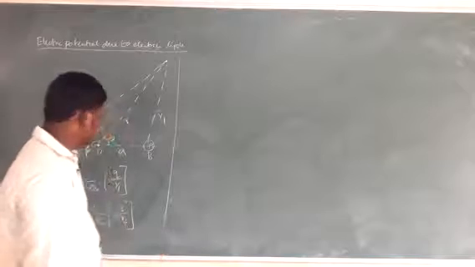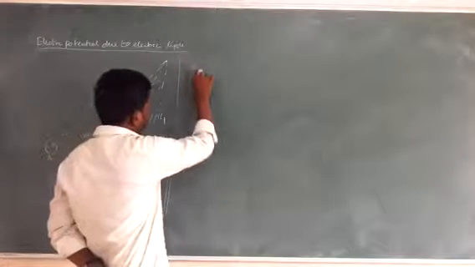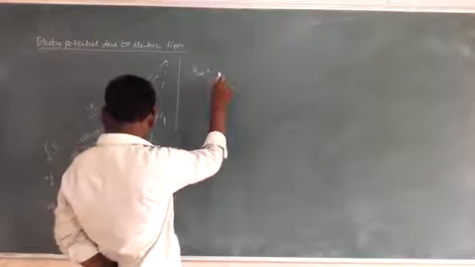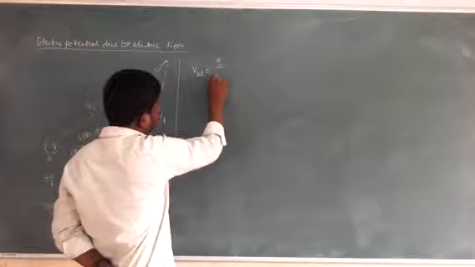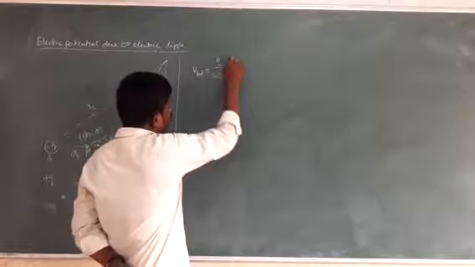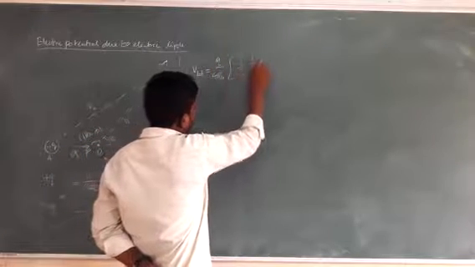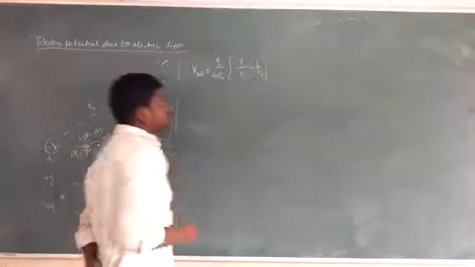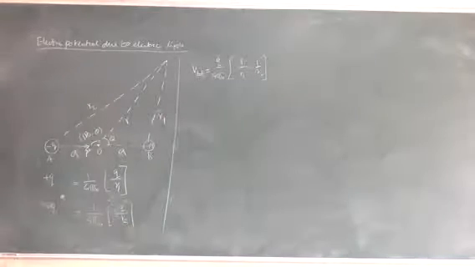Then what is the total potential? So V total is equal to q by 4 pi epsilon naught, which is common. So you need to write 1 by r1 minus 1 by r2. So we are going to change that 1 by r1 and 1 by r2.